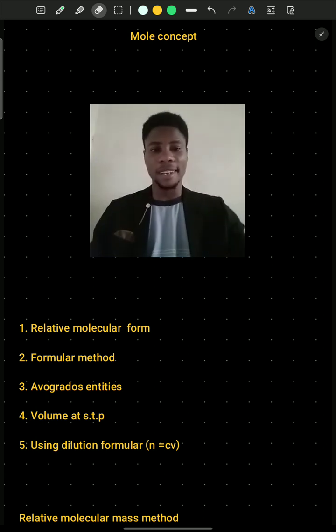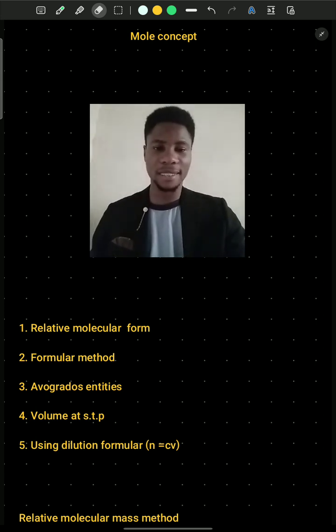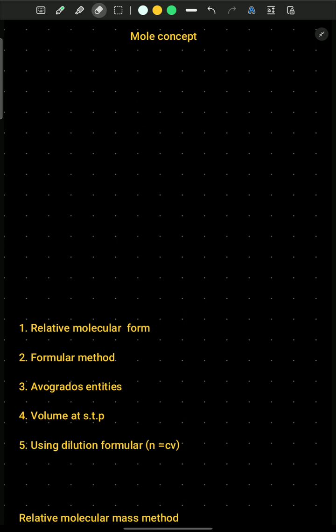So we move. Like I said earlier, this particular idea or mentality was discovered by a scientist known as Amedeo Avogadro. Before we move ahead, it will be good for us to understand what is meant by mole. So mole is the amount of any substance. Is the amount of any substance.